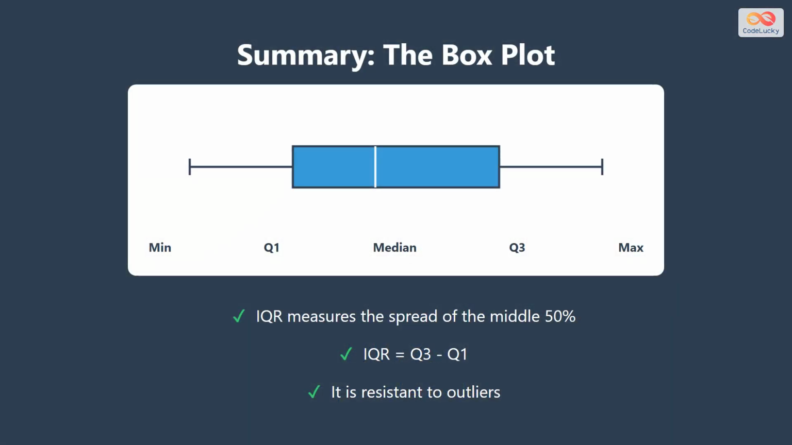To summarize, we visualize this using a box plot. The box represents the IQR, extending from Q1 to Q3. Remember, IQR is a measure of variability that is resistant to outliers, making it incredibly useful for real-world data analysis.